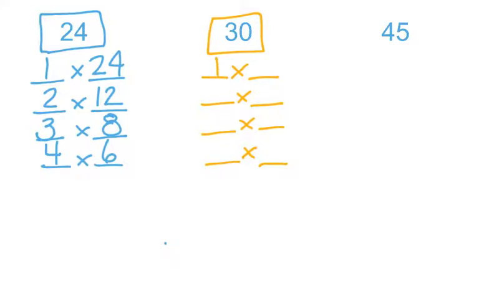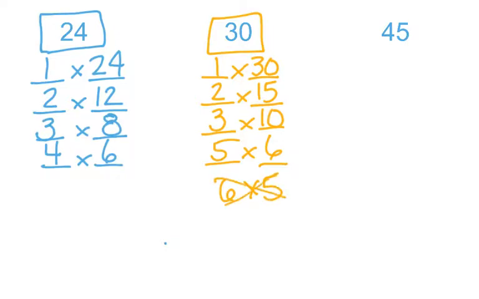I always start with 1 times itself. This is an even number. It ends in 0, 2, 4, 6, 8. So I know that 2 times 15, even though that's not one of my basic facts, I know 2 is a factor because it's an even number. 3 times 10. And then we have nothing times 4. And then we have 5 times 6. And then, of course, we would have our turnaround fact. As soon as we have our turnaround fact, we know we have found all of our factors.